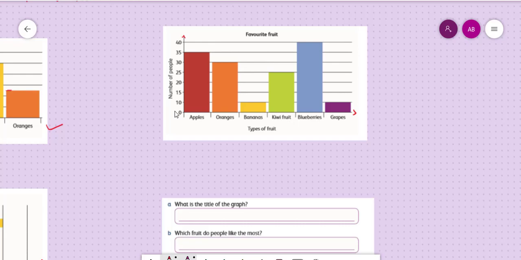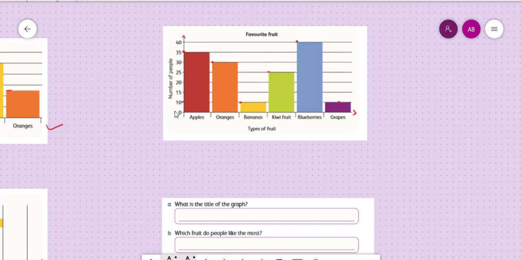How many people like apples? Okay, this is 35. You can see this line, this is 35. How many people like oranges? It is 30. Very good. How many people like bananas? Right, it's 10. How many people like kiwi fruit? It is 25. You can see the line, everyone. How many people like blueberries? It is 40. And how many people like grapes? It is 10, because it's over here. You can see this one.